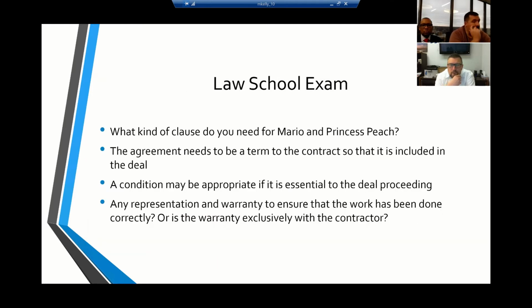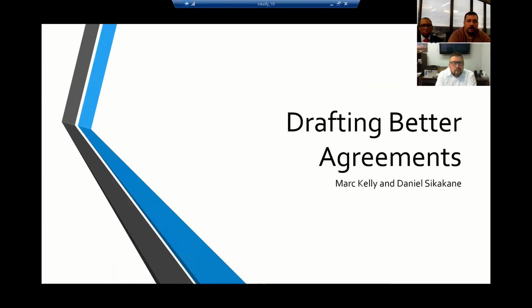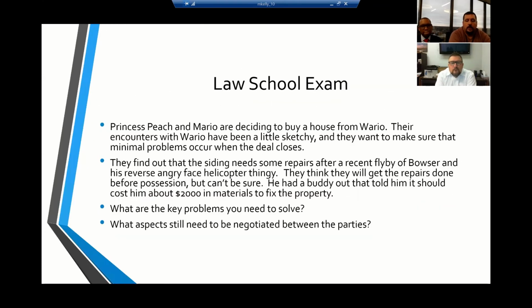So in thinking that through, I just want you to think about Mario and Princess Peach. I'm going to back it up to just that presentation, or the example was. Princess Peach and Mario are deciding to buy a house from Wario. They know that Wario is a little sketchy, and they want to make sure that a few problems get addressed.